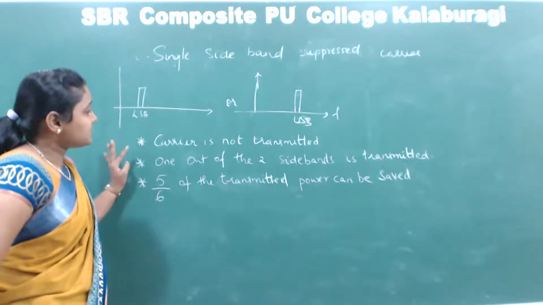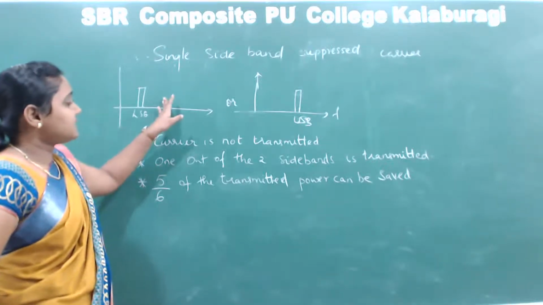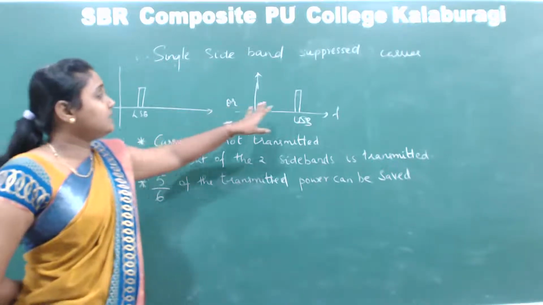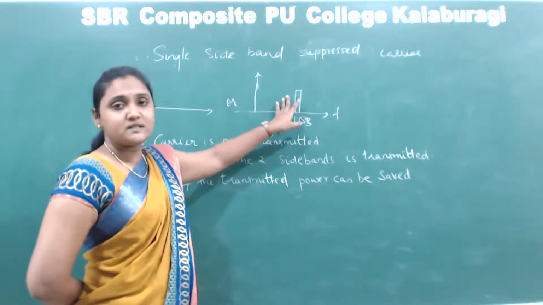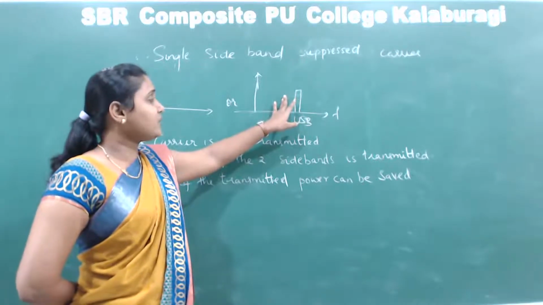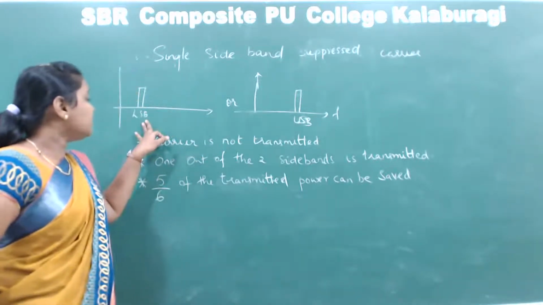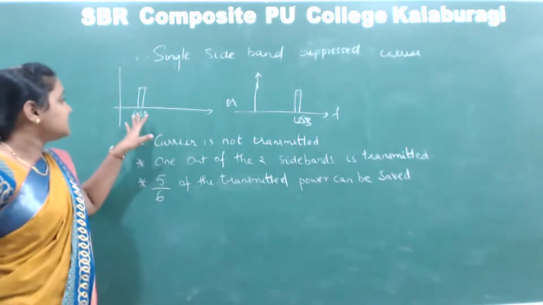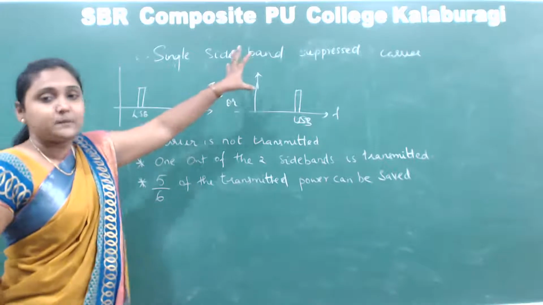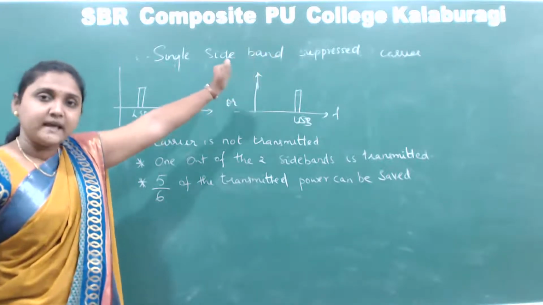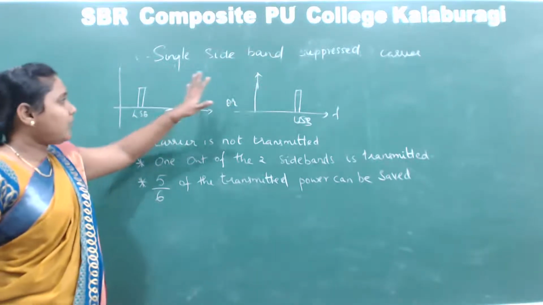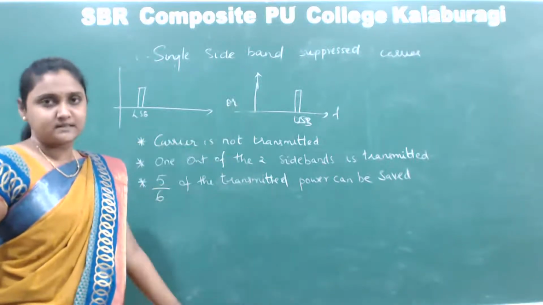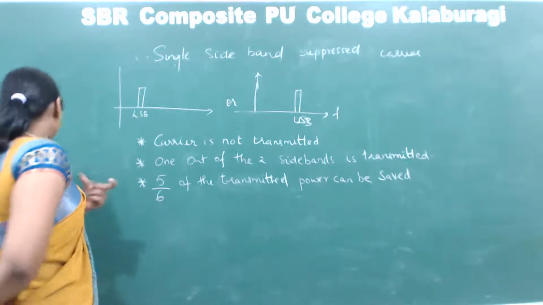Okay. So what is this type of transmission? See, you cannot see the carrier signal here, and in this one we cannot see the upper sideband, and here we cannot see the lower sideband, and we cannot see the carrier. So this is transmitting the lower sideband, this is transmitting the upper sideband. Right. So this is called single sideband suppressed carrier. Carrier is not transmitted, and out of the two available sidebands, only one sideband is transmitted.